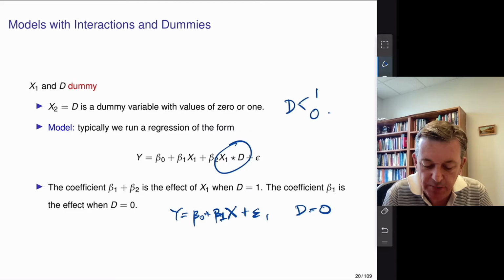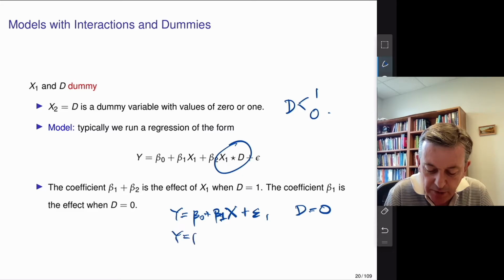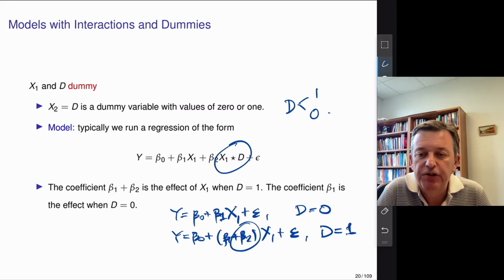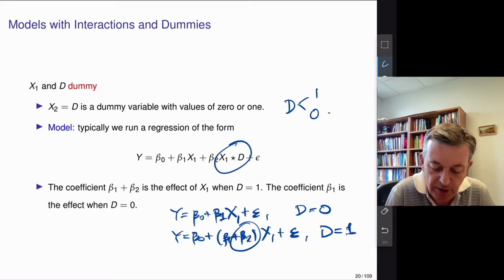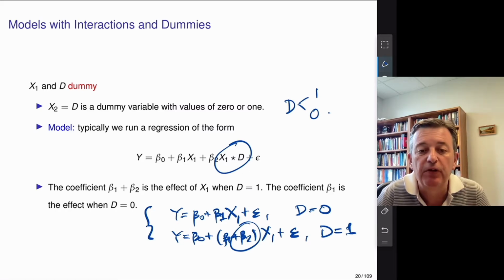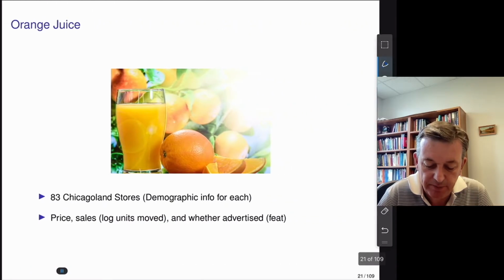I get beta 0 plus beta 1 x1 plus beta 2 x1 plus error. So y is equal to beta 0 plus the sum of the two betas times x1 plus error. And that's when the dummy is equal to 1. So essentially the effect of incorporating a dummy here is just to change the slope of the line when I switch on the dummy variable. Beta 2 will tell me the difference in slopes of the line. So it's a very useful technique to add in interactions of x variables with dummies.